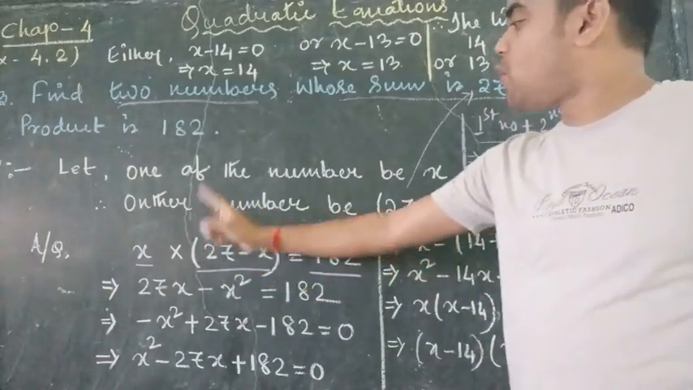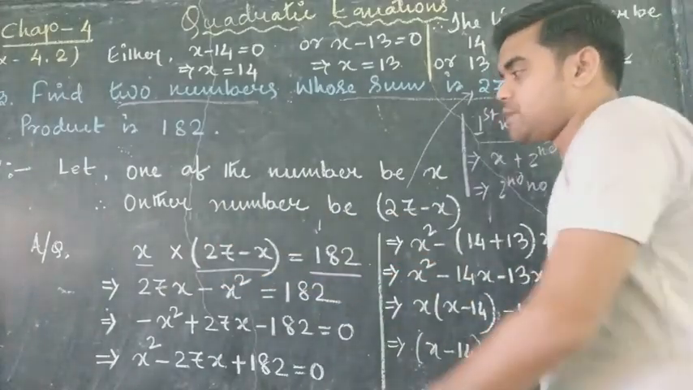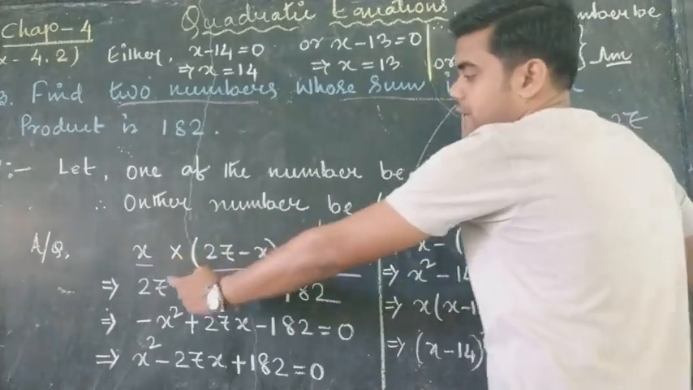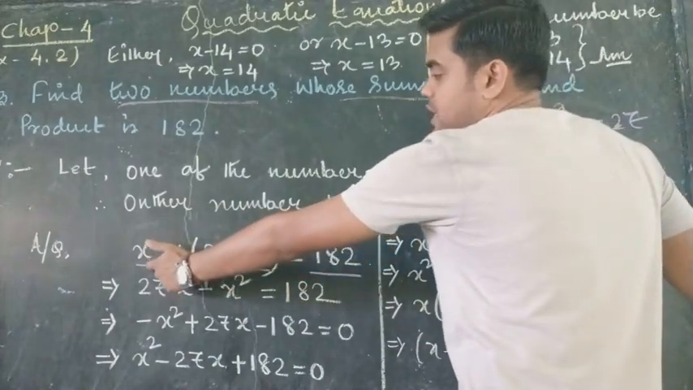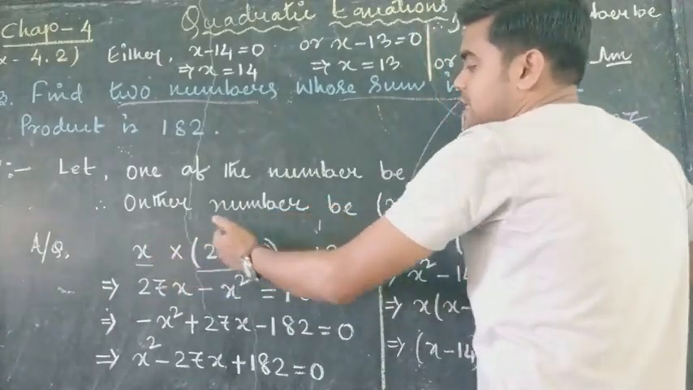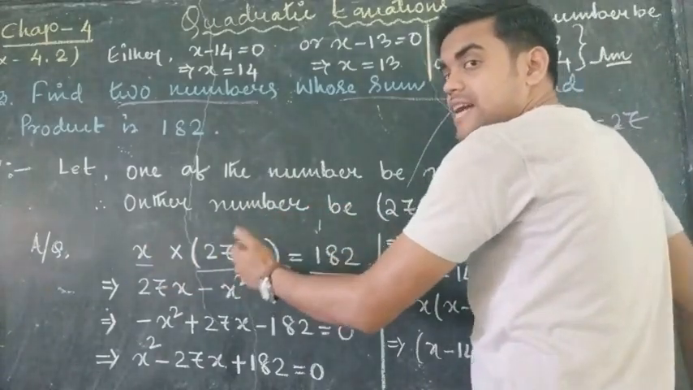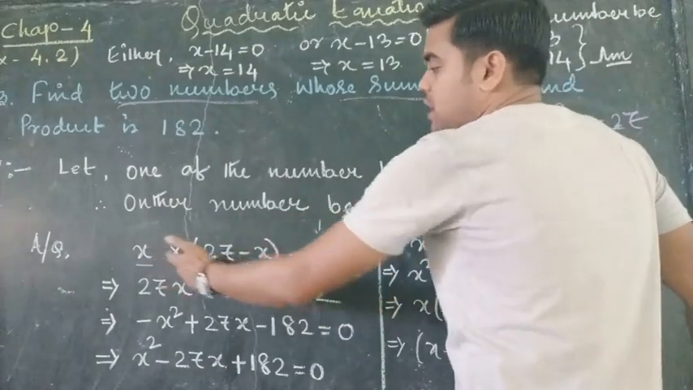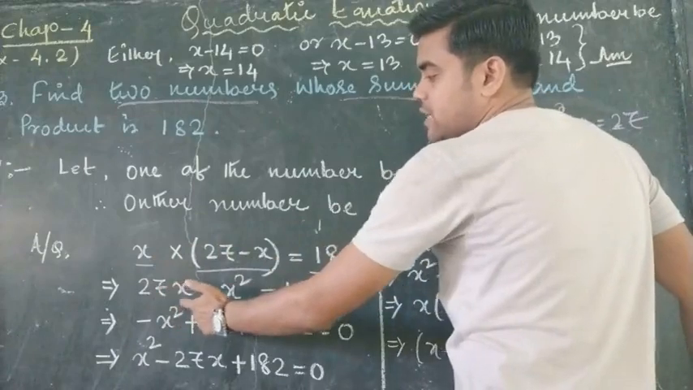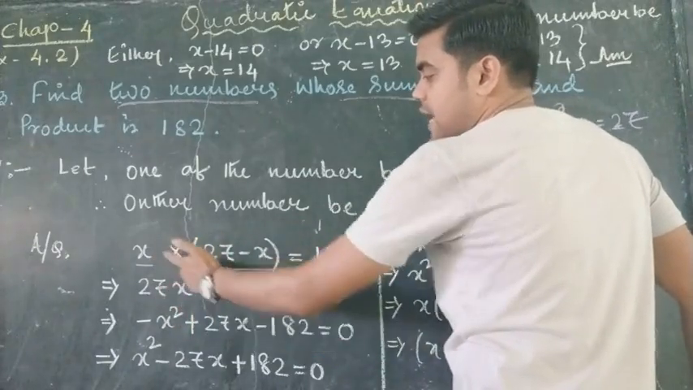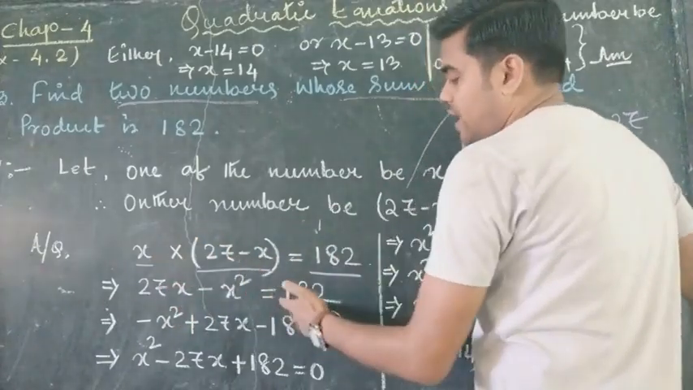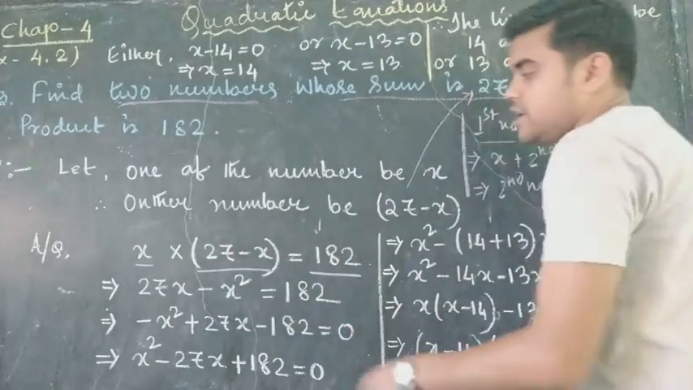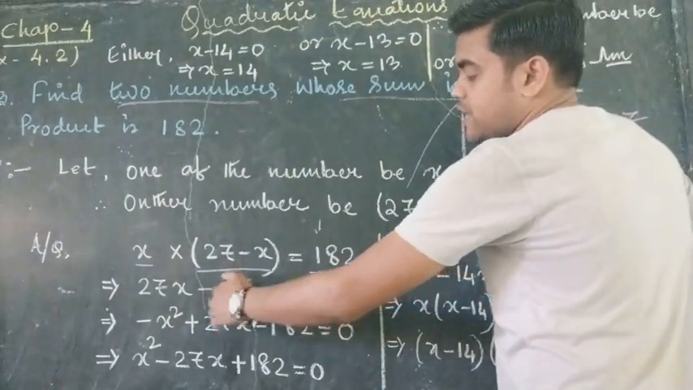That means we can remove this bracket, and we know the property for removing a bracket. The term outside the bracket is multiplied with each and every term inside the bracket. So x multiplied by 27 is 27x, then minus times x is minus x square, and equal to 182. Next we can arrange it.